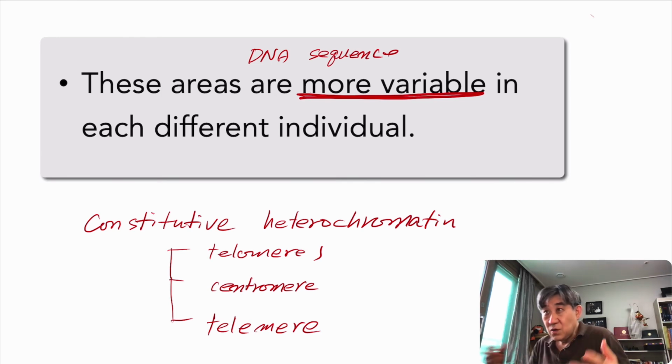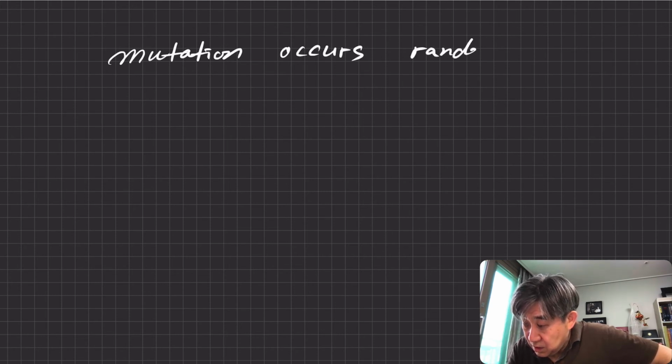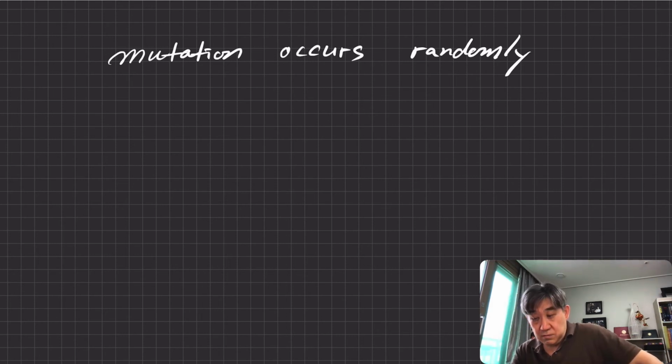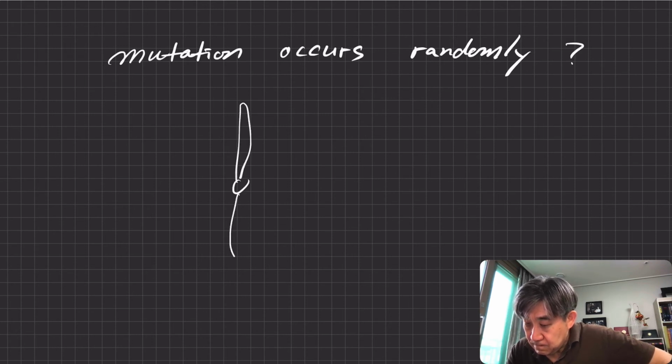However, the point is that those differences are not equally distributed, and here is something mysterious: although the mutation occurs randomly, why can those DNA sequence variations be more frequently found only in these three areas that we define as constitutive heterochromatin? Why is that so?